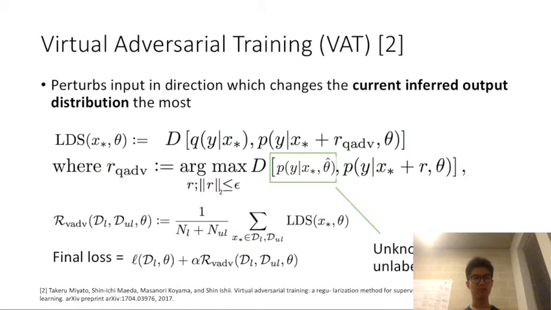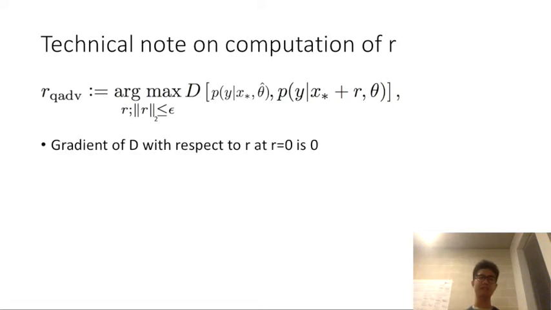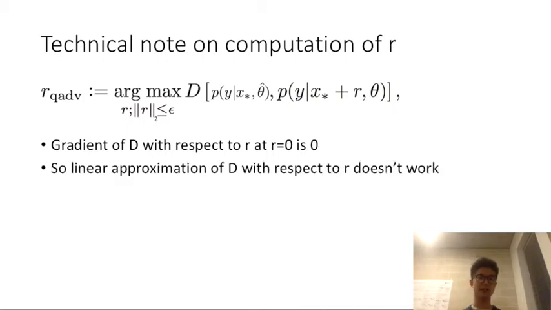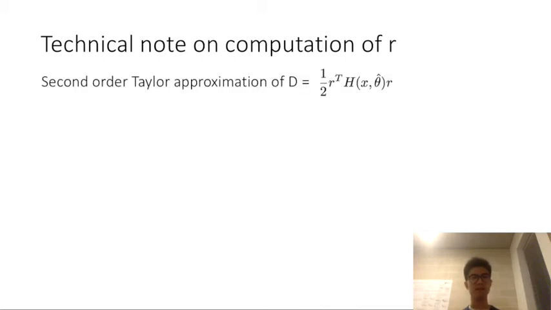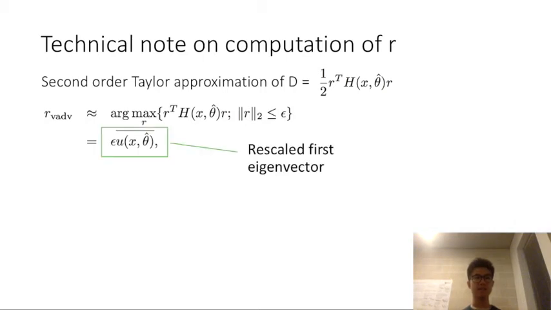So how do we compute R? In adversarial training, a common method is to use a linear approximation. However, note that the gradient of D with respect to R at R equals 0 is 0. This means that a linear approximation doesn't work. However, taking the second order Taylor approximation results in this form, which is approximately the rescaled first eigenvector using the 2 norm. So this is quite nice because this lets us use our familiar tools such as power iteration, which is what the authors suggest here, and they approximate the iteration to avoid computing the Hessian.